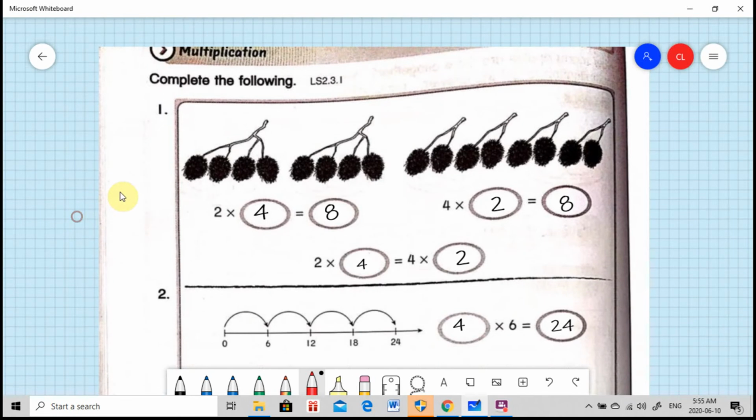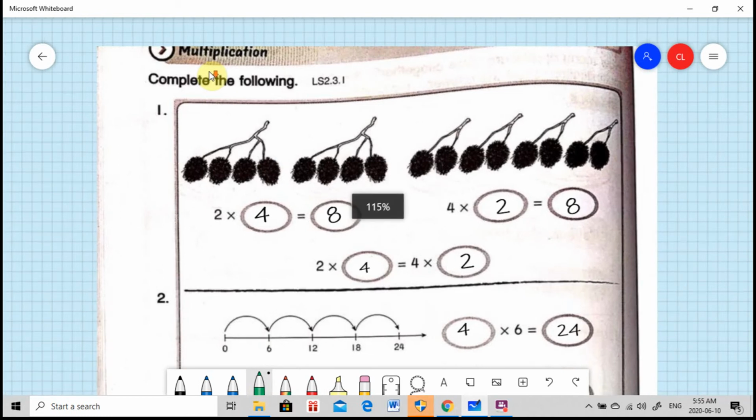Okay, this is also multiplication. So we have here what? We have two groups of 4. We have one group here, another group here. We have 1, 2, 3, 4 and 1, 2, 3, 4. We have two groups of 4, two fours. 2 times 4 equals 8.